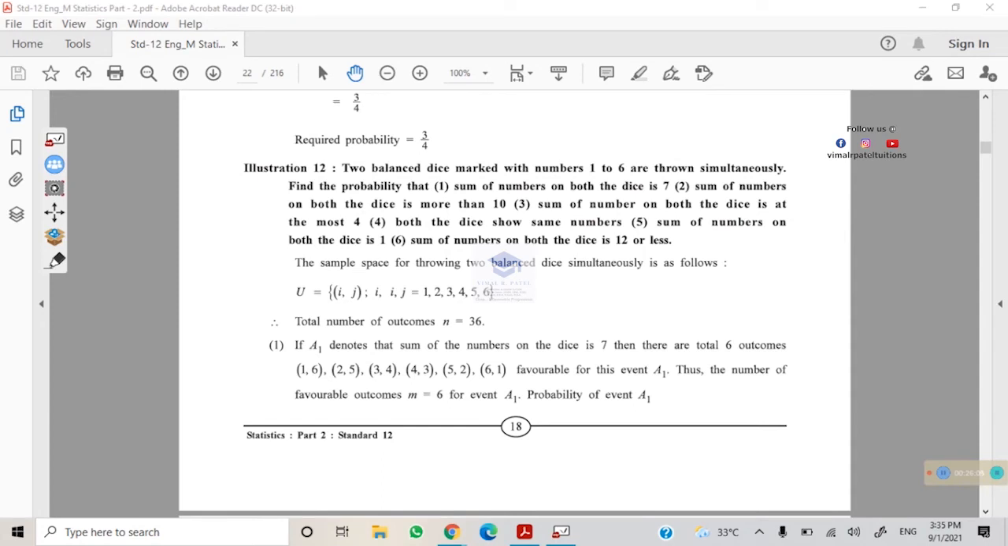Sum of number on both dice is more than 10. Sum of number on both the dice is at the most 4. Both the dice show same number. Sum on the dice is 1. Sum of numbers on both the dice is 12 or less.